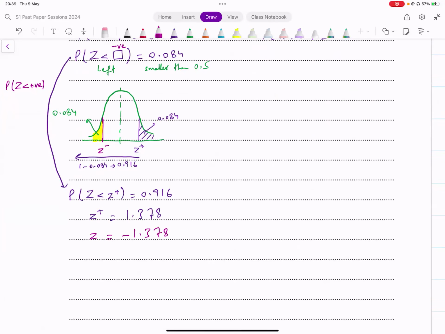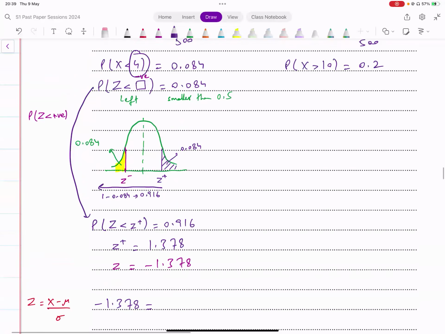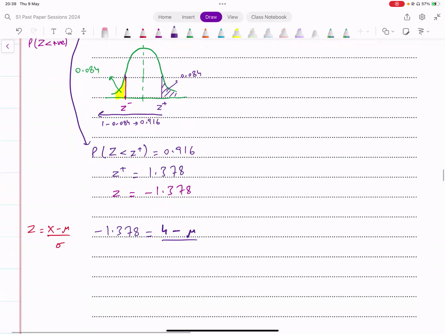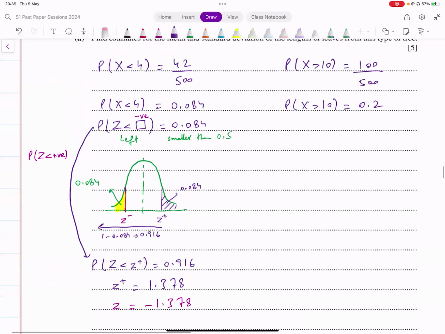Okay. Now you use the formula Z equals X minus mu over sigma. Minus 1.378 equals X, which is 4, minus mu over sigma. That's one equation. That gives you minus 1.378 sigma equal to 4 minus mu. And you can say mu equals 4 plus 1.378 sigma. That's one equation in terms of mu and sigma.